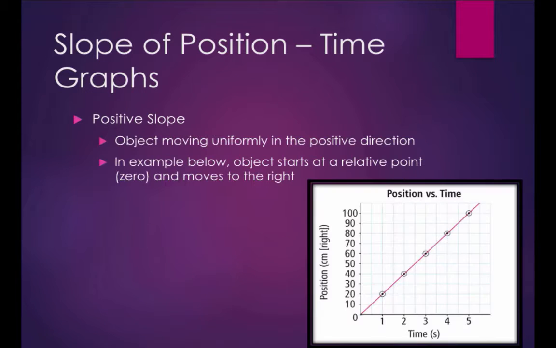In the example below, the object starts at a relative point 0 and moves to the right. An animation to illustrate this would be the ball moving to the right.